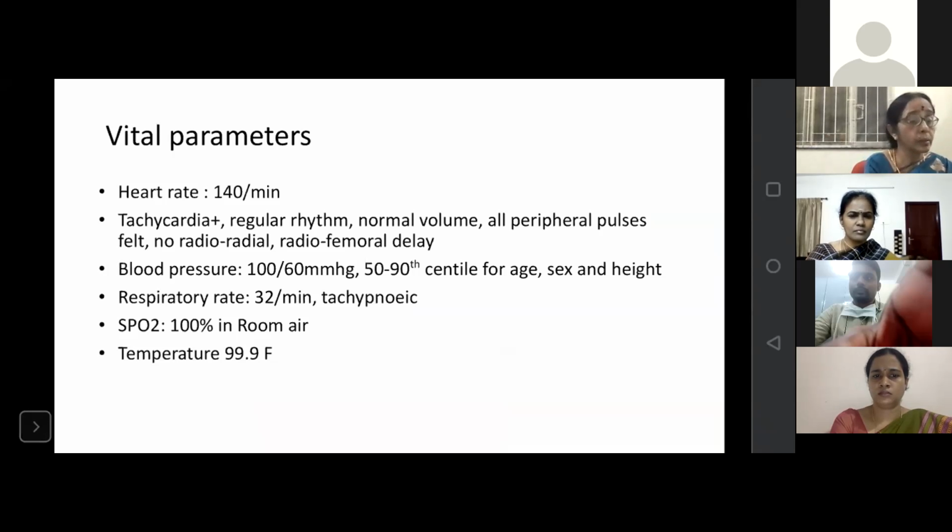Respiratory rate was 32 per minute. She was a bit tachypneic, but she was able to maintain saturation of 100% in room air without any oxygen supplementation. She was febrile with a temperature of 99.9 degrees Fahrenheit.